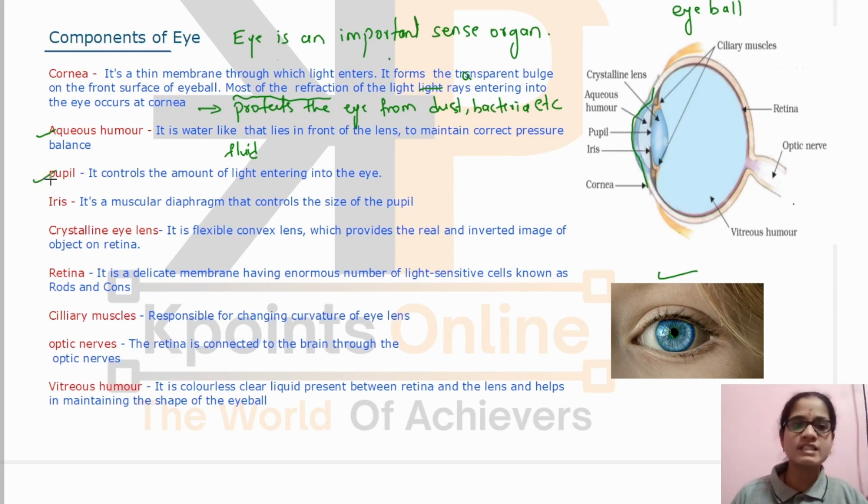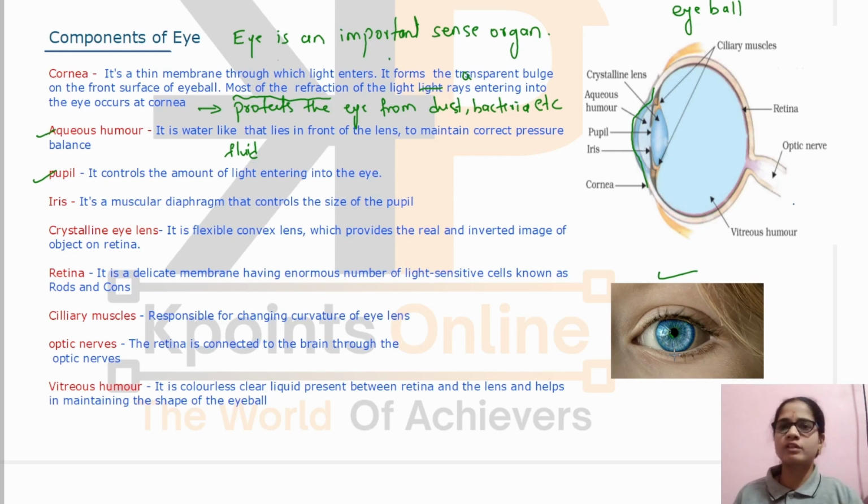Now, the next component is the pupil. You cannot see the pupil here clearly. See this picture. The black hole that you are seeing here is called the pupil. It is the black hole through which the light enters into our eyes, and it controls the amount of light entering into our eyes. We do not always require the same amount of light. Whenever we go into very bright light, the pupil decreases in size, so that only a small amount of light enters into our eyes.